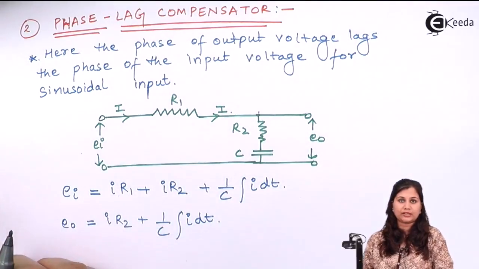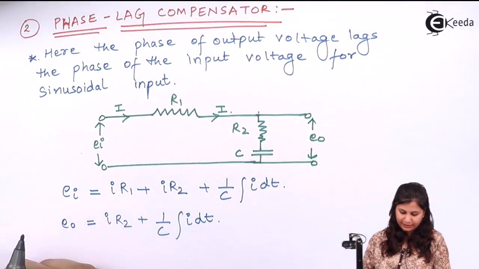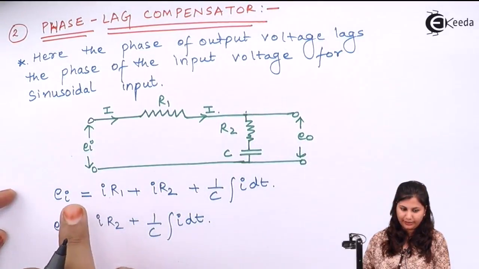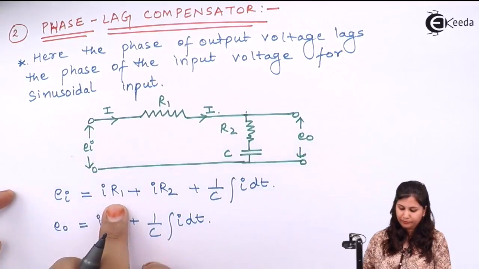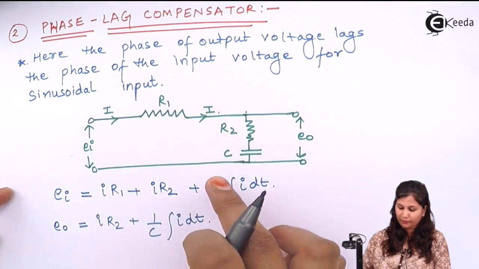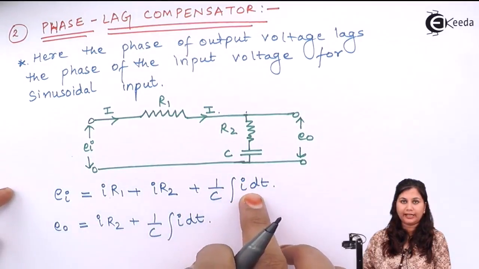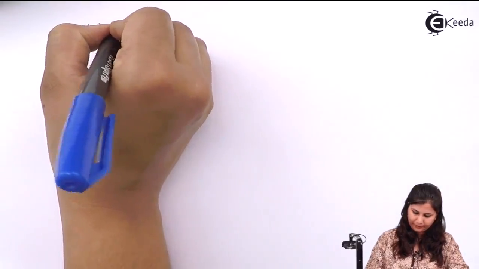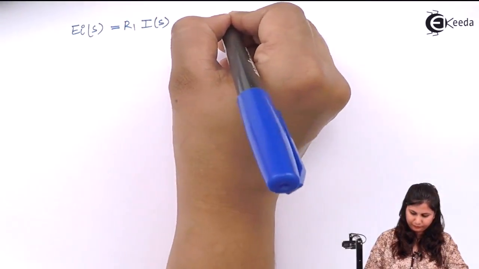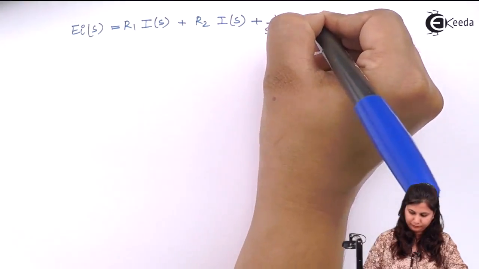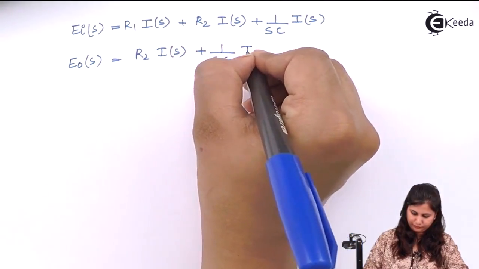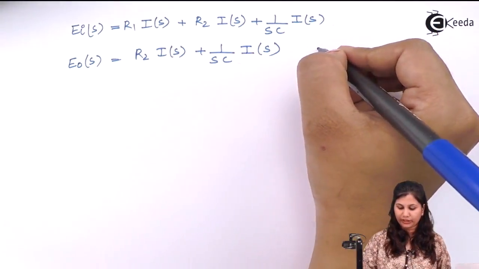For deriving the transfer function, we have to take the Laplace transform of these two equations. So let us take the Laplace transform of these two equations. The first equation's Laplace transform will be Ei(s) equals I(s) R1 plus I(s) R2 plus 1 upon SC, and we have I(s). So we have these two equations.